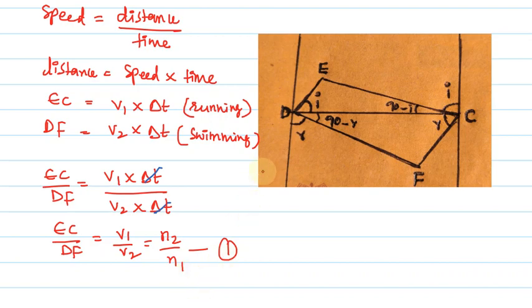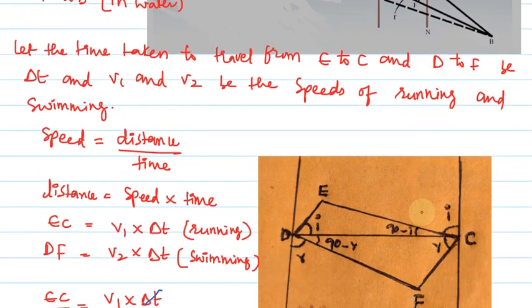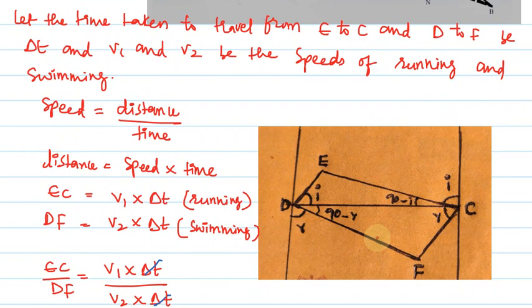Okay. So now let us consider only that part that we need to travel extra on land, that is E to C, and the extra path that we need to travel in water, that is D to F. Now if we consider only this small part from the above ray diagram, here in this diagram we are taking D, C, E and F. So now in this diagram DCEF as we have taken, right?